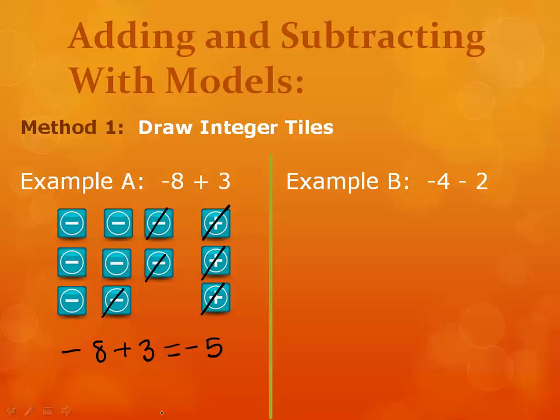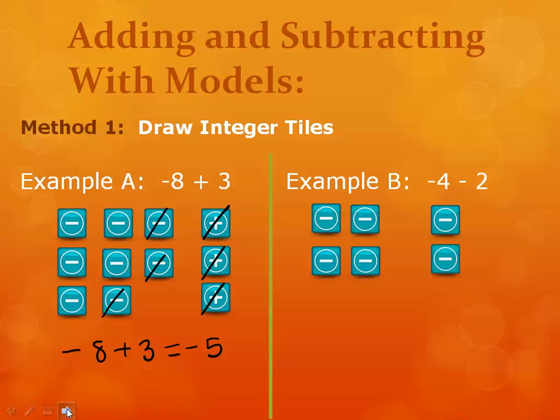Now let's look at another example. In example B, notice that we have negative 4 minus 2. In this case, all of our tiles are going to be negative. So we start with negative 4 and we draw 4 negative tiles. A minus sign acts as a negative sign, so we draw 2 more negative tiles. In this case, none of the tiles cancel, so we just end up combining them together. We have a total of 6 negative tiles.